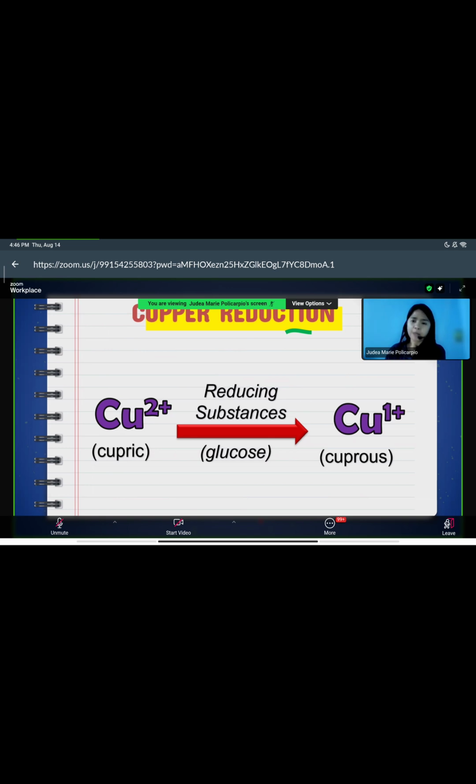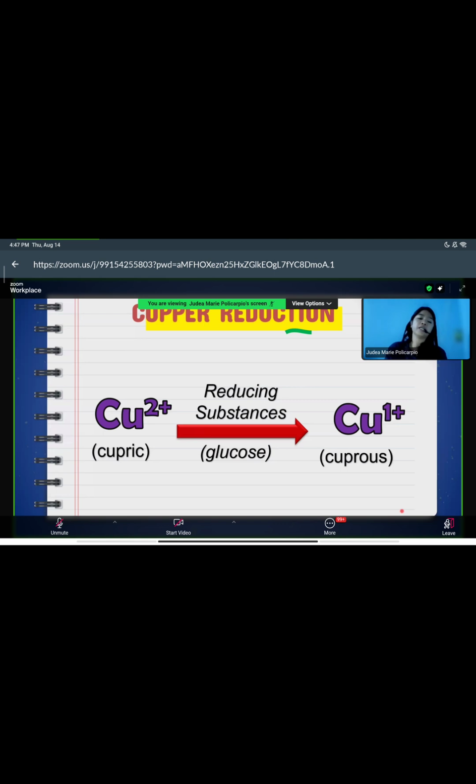reduction. Pag sinabing reduction, pagbabawas. Reduction, reduce, bawasan. In short, ang glucose natin, being a reducing sugar, a reducing substance, they can reduce the oxidation state of your copper. Meaning, kaya nilang bawasan yan. 2 plus na yan, kaya nila i-convert yan into 1 plus. Okay, so yun yung ibig sabihin ng reduction. Pagbabawas. From 2 plus, kaya nila i-convert yan into 1 plus. Okay? However, because of this particular equation, there are two important things that we have to note of.